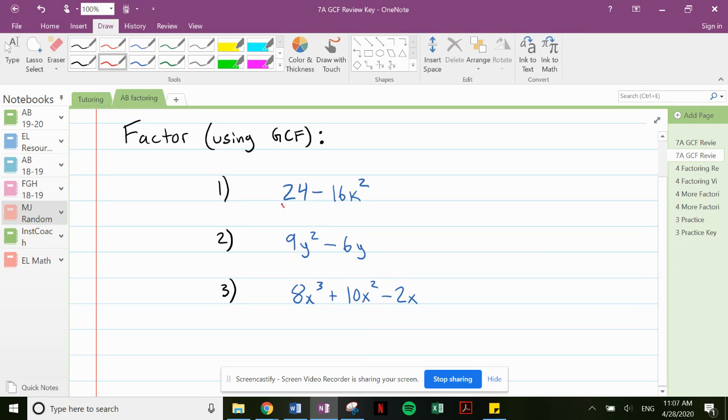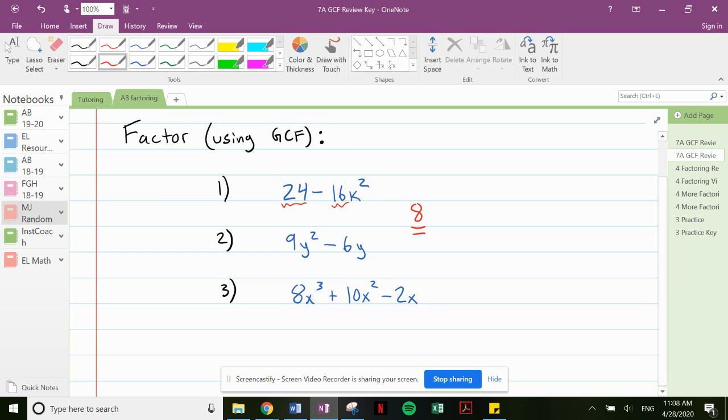So in number one, I look at the number 24 and the number 16, and I think of numbers that multiply into those. We have 2, 4, 8, and after that, I don't believe there are any factors of 24 that are also factors of 16. So 8 is our largest numerical factor. And then I look and see, can I take out any k's? Although 16k squared has k times k there, 24 has no k's to give. So 8 is my GCF.